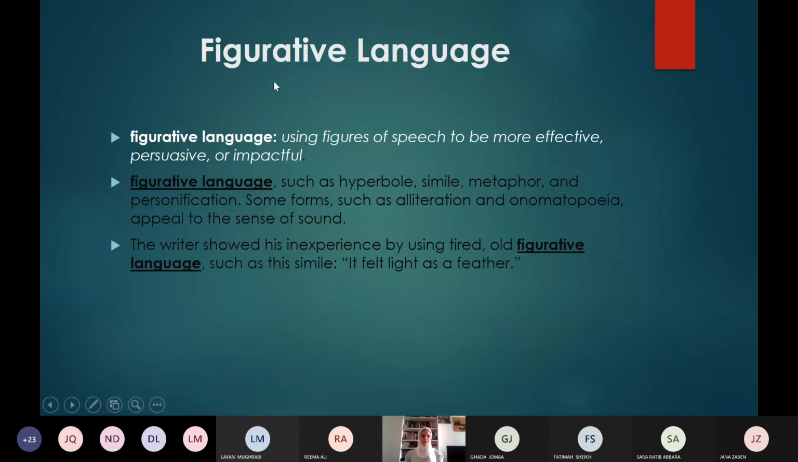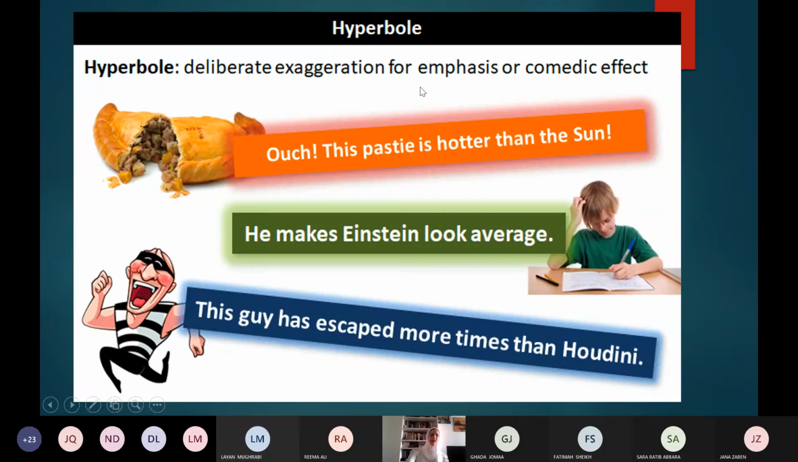Kinds of figurative language. We have the hyperbole. Hyperbole is exaggeration. Why would I use exaggeration? To emphasize the event or for comedic effect, to make people laugh. Ouch, this pastry is hotter than the sun. Of course, it's not as hot as the sun. He exaggerates its temperature to show how hot it is.